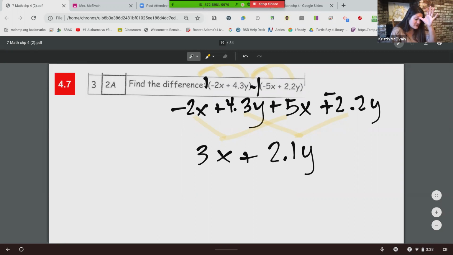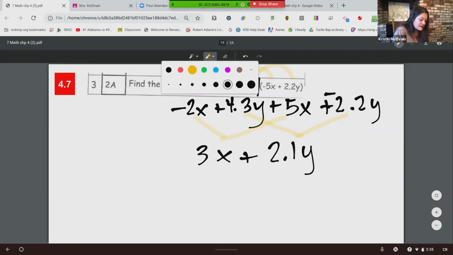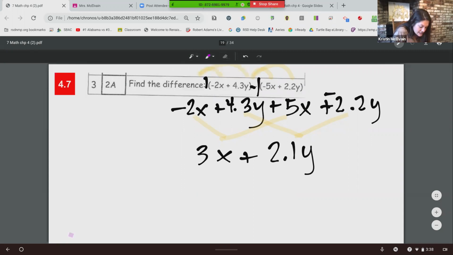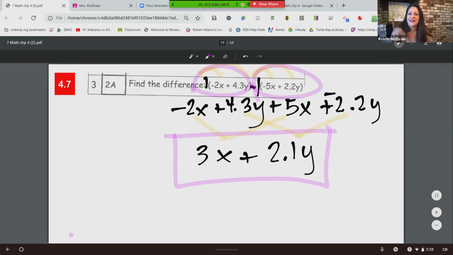All right, so to find the difference of, let's see if I can change my color here. This one, take away this one. It's funny calling it a difference because it doesn't give us a solid integer, but this will be our difference right here.